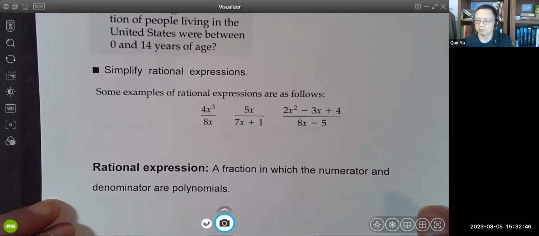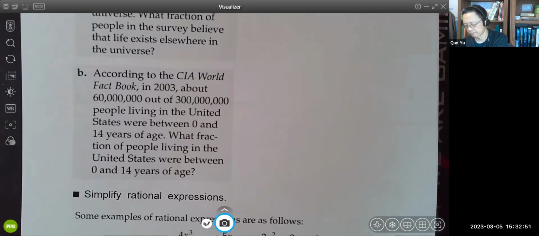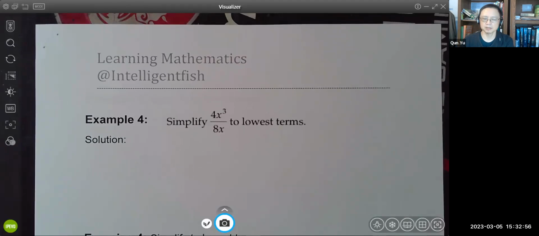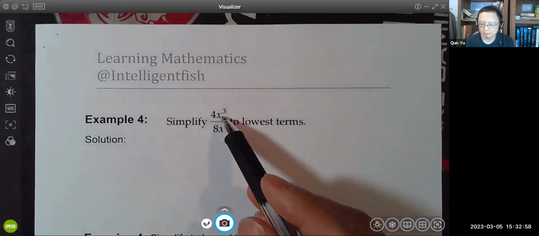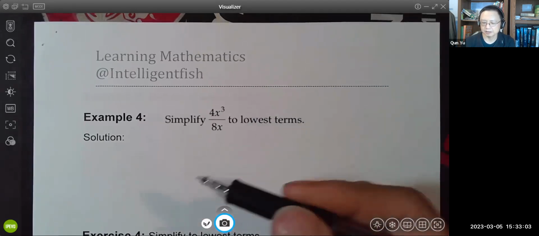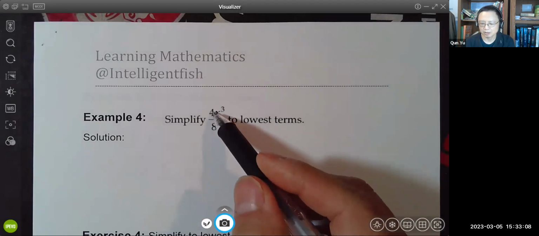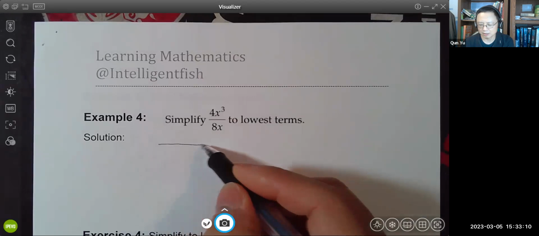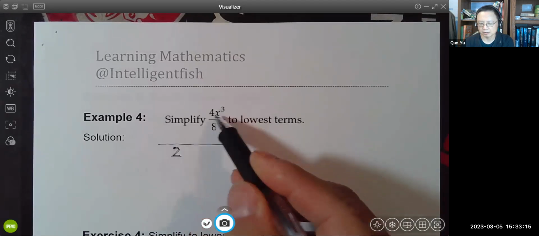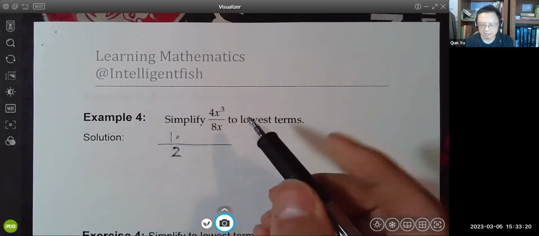Now let's go to the next page to see how to simplify them. We start with the simplest one. We have monomial on one side, monomial on the other side. And this is very easy to do actually. First, we simplify between numbers. Both sides can be divided by 4. So number-wise, we have 1 left on the top, 2 on the bottom. And if there's something else, you don't need to write 1, because 1 times anything won't change anything.